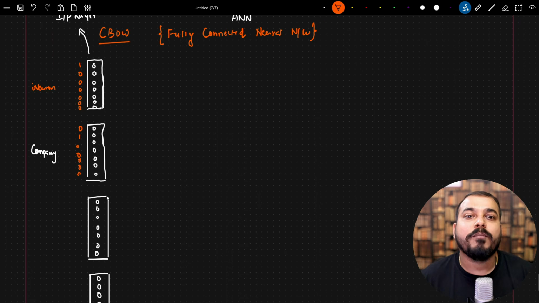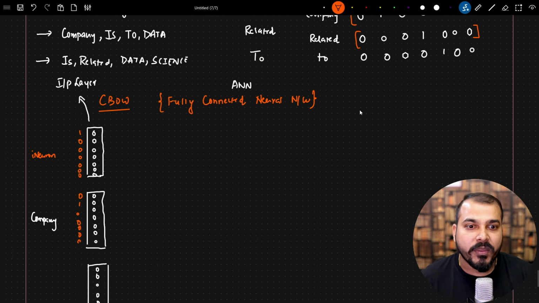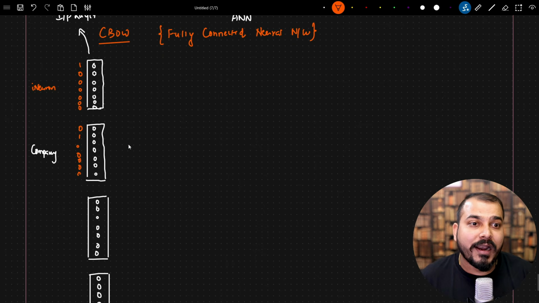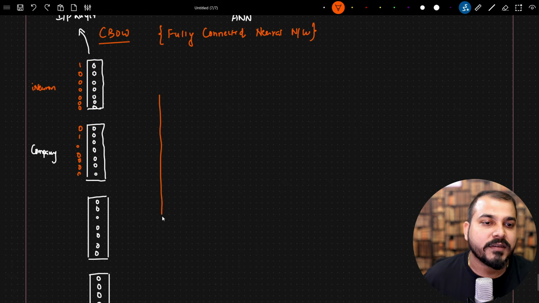So this becomes my input layer, okay? And every input is basically given by a vector of 7 dimensions, because I'm representing every word based on the vocabulary size using one hot encoding. Now this becomes my input layer. Now let's go to the middle layer, that is called the hidden layer. In this hidden layer, this is super important. Just pause the video and guess what will be the size.